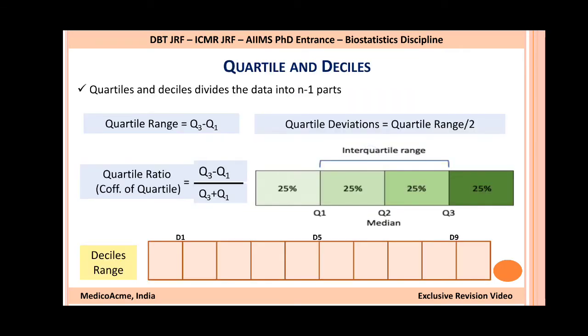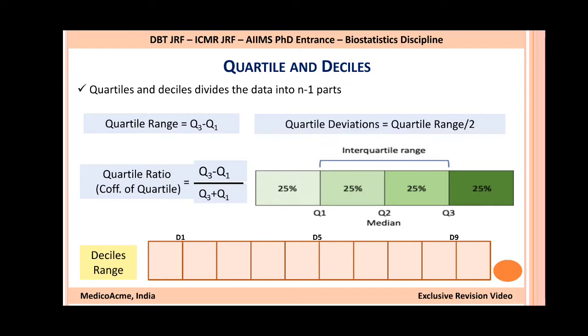So quartiles and deciles. Quartiles and deciles, and percentiles also, are basically tools which divide the data into 4, 10 and 100 parts. Very important here is that quartiles and deciles divide data using n minus 1 points. If quartile has 4, then 4 minus 1, that is 3 quartiles, will divide the data into 4 parts. Similarly, deciles, that is 10 minus 1, 9 deciles, will divide the data into 10 parts. So 9 and 3, please remember: quartiles are 3 in number, deciles are 9 in number.